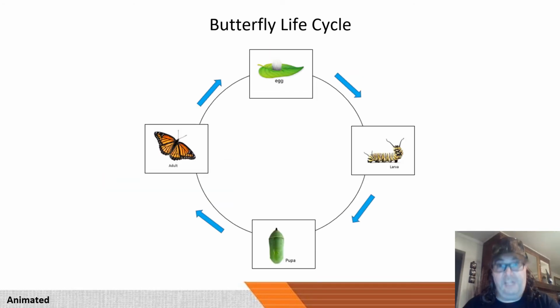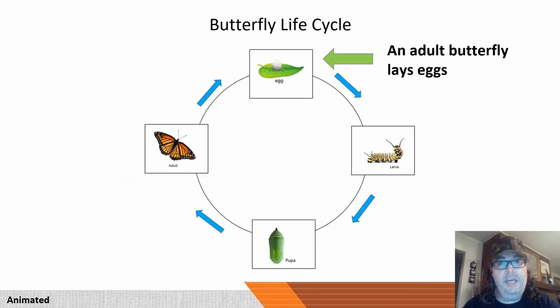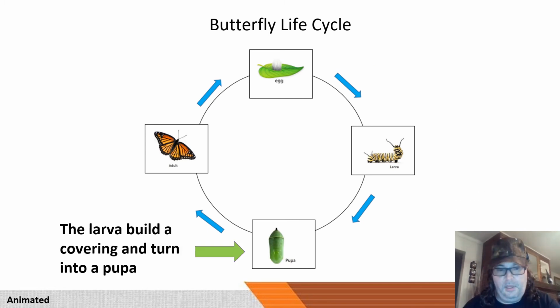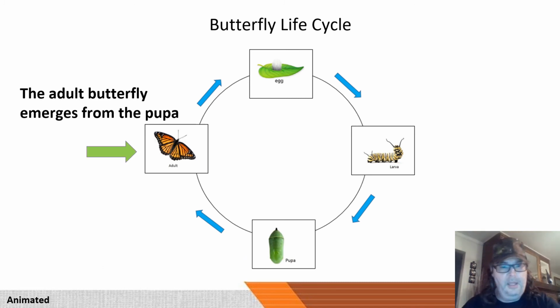Life cycle of a butterfly starts off with an egg. An adult butterfly lays eggs. That's why it's a cycle. Right before it is the adult. Larva hatches from the egg. The larva builds a covering, turns into a pupa, which is that little stage down there. And the adult butterfly emerges from the pupa. You gotta be careful how I say that. Pupa, not poop. Different thing.